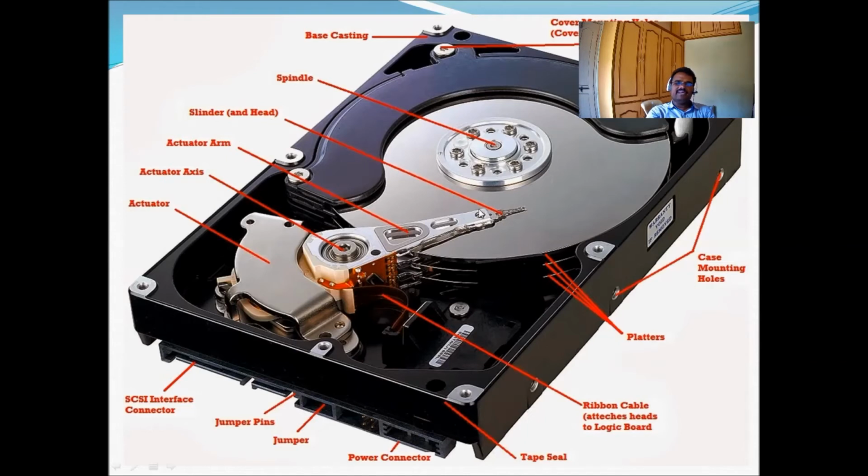The cylinder, nothing but the read write head, reads the information on these platters and writes the information on this platter. This is the spindle. Basically these are all the internal parts of the hard disk.